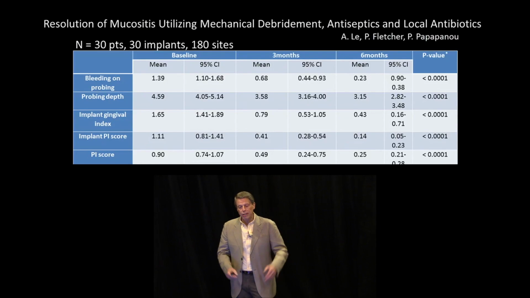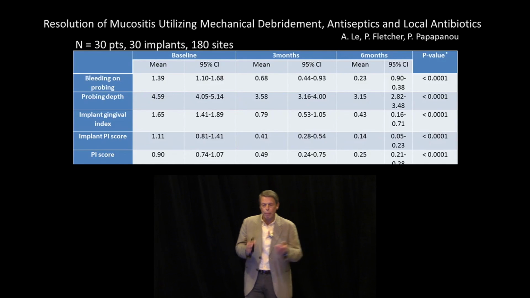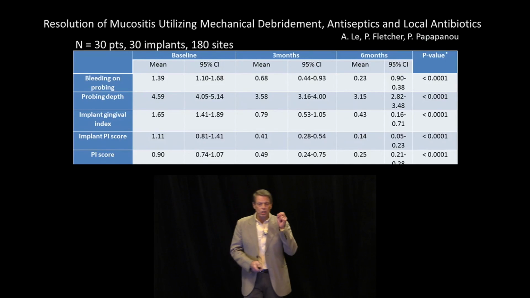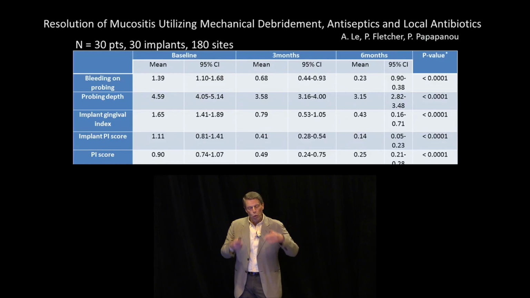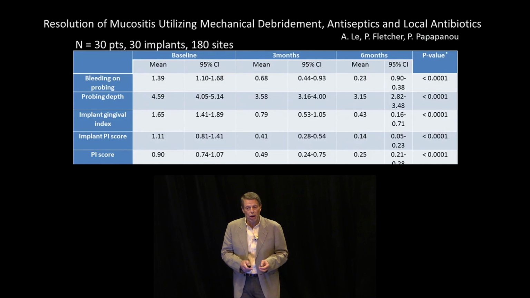And we've done research on this regimen at Columbia University with my resident Albert Lee and Papapanos, the chairman of the department. We took 30 patients, 30 implants, and measured 6 sites around the implants. And when they used this regimen, the mean circular bleeding index at baseline was 1.39.